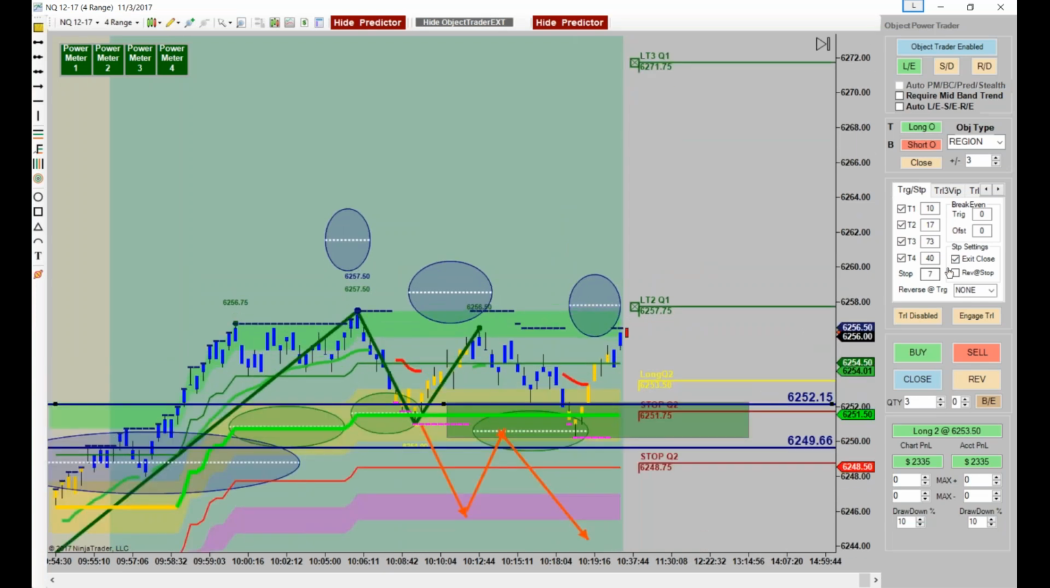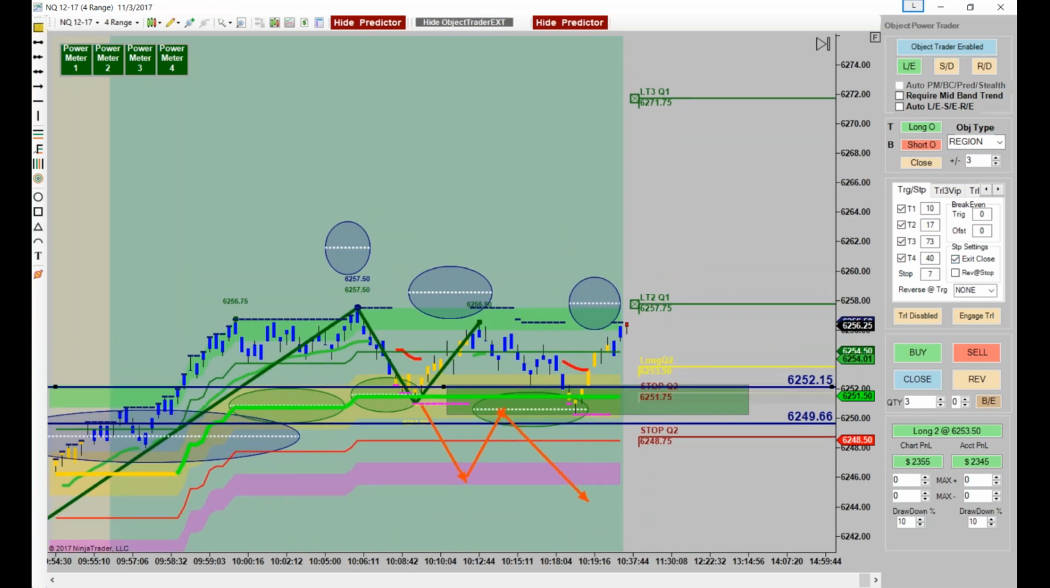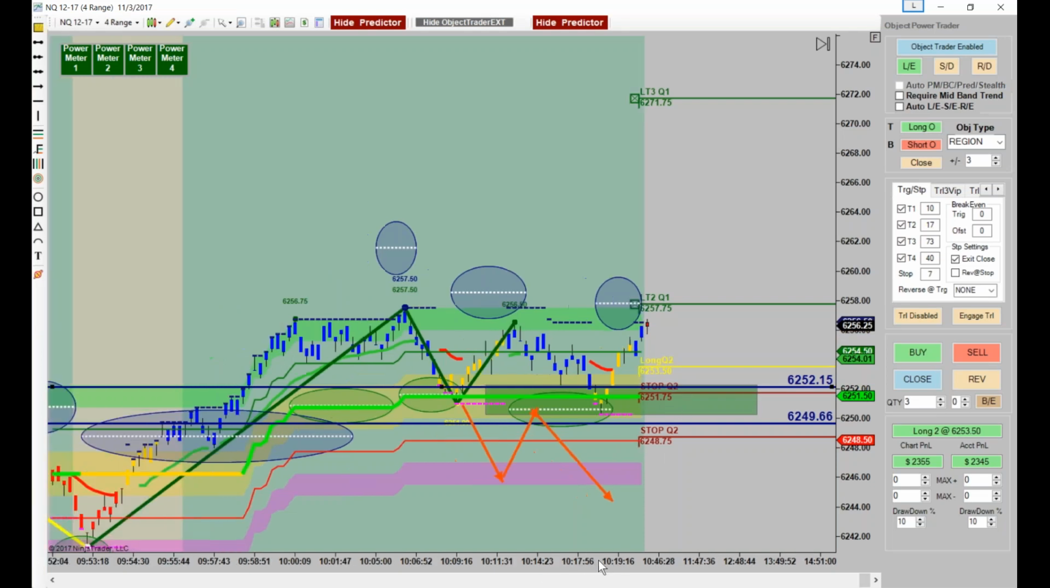See, because the way we designed this with this exit on close is if it touches my line, it will not fire that trade out. But if it closes below it, it will. Okay?